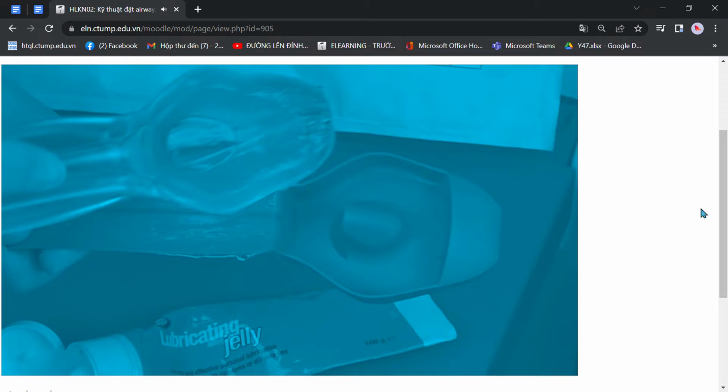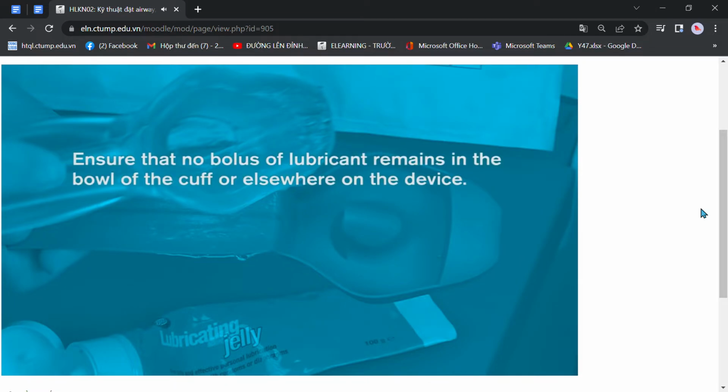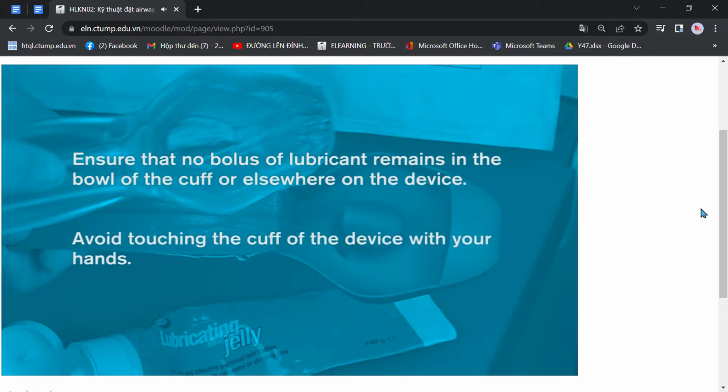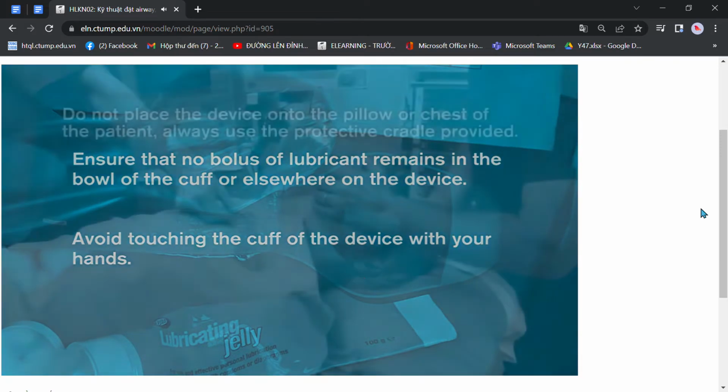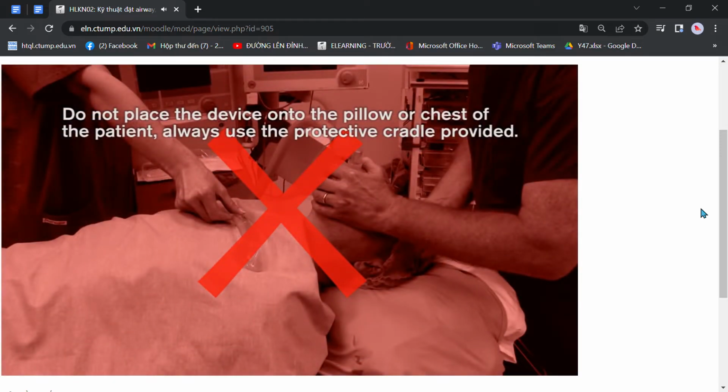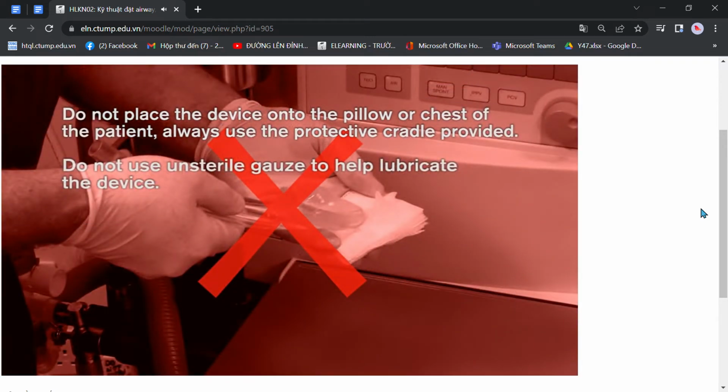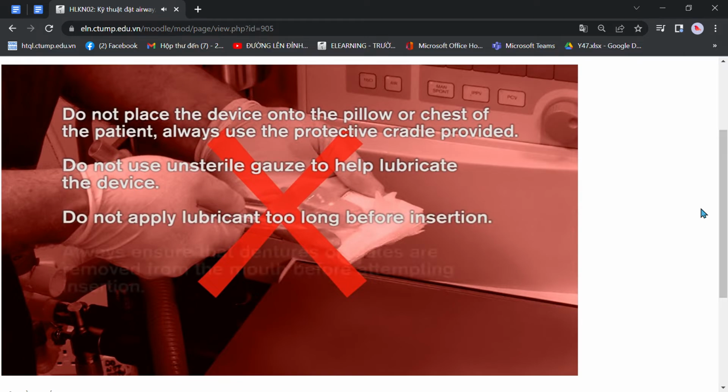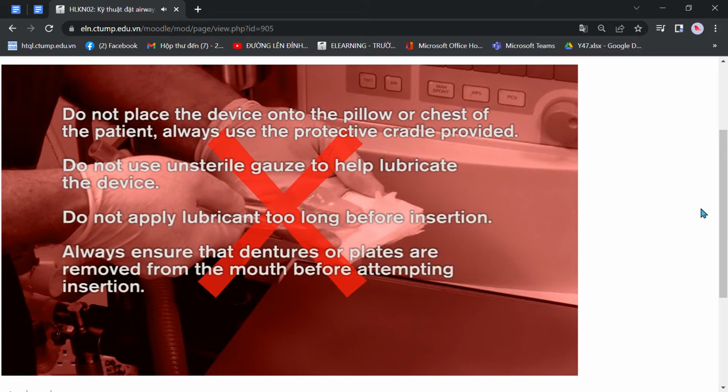After lubrication has been completed, ensure that no bolus of lubricant remains in the bowl of the cuff or elsewhere on the device. Avoid touching the cuff of the device with your hands. Do not place the device onto the pillow or chest of the patient, and always use the protective cradle provided. Do not use unsterile gauze to help lubricate the device. Do not apply lubricant too long before insertion, and always ensure dentures or plates are removed from the mouth before attempting insertion.